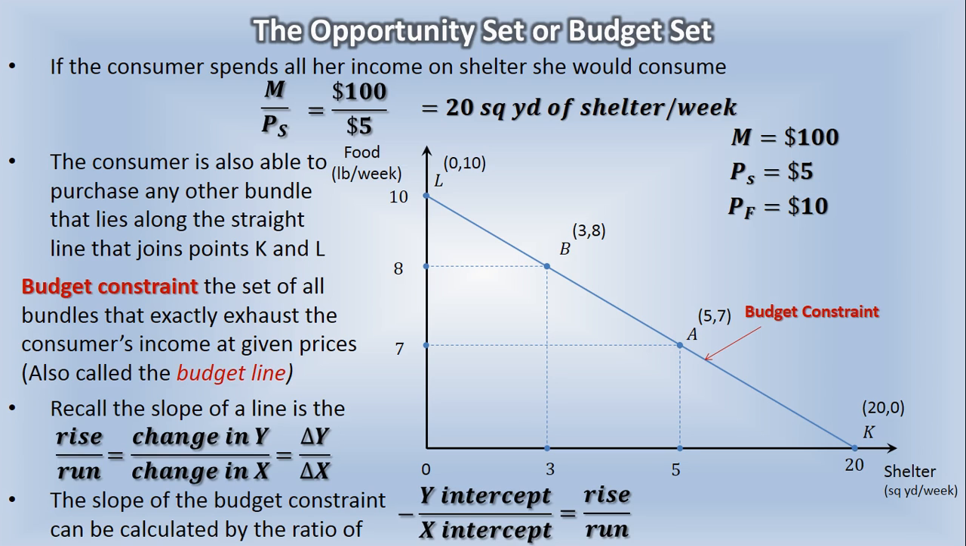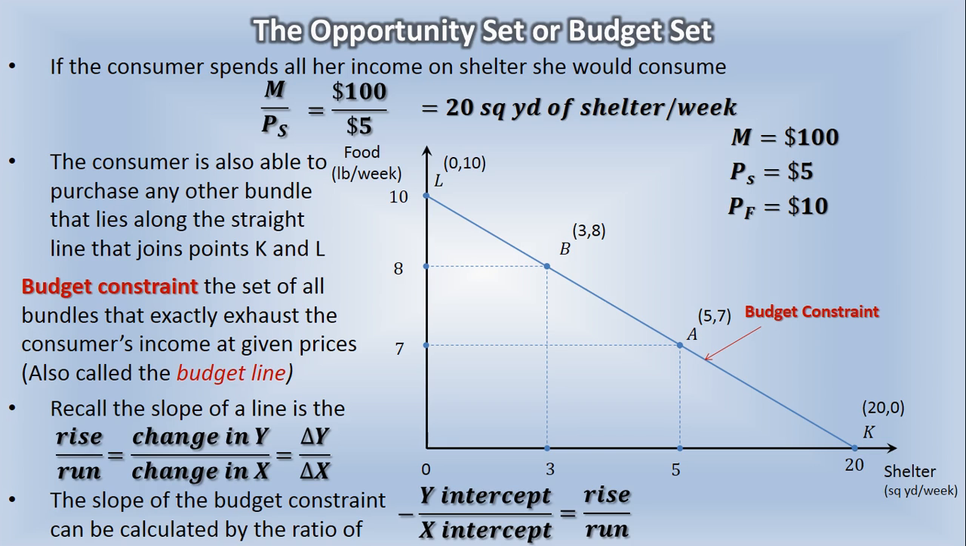The goods they buy have prices. Consumers have a budget. So if we assumed in this case the consumer to have $100 in income, M represents income in this model, then this line represents the budget constraint.